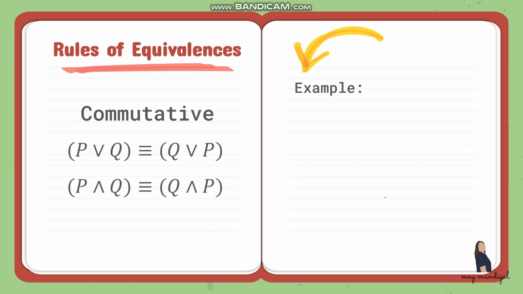So first is commutative. By the way, this symbol here signifies that our statements are equivalent. That means they just have the same thought, or they are pertaining to the same idea. So for commutative, if we have P or Q, it is equivalent with Q or P. Or if we have P and Q, it is also equivalent with Q and P. In short, you just have to interchange the two propositions and they are still equivalent.